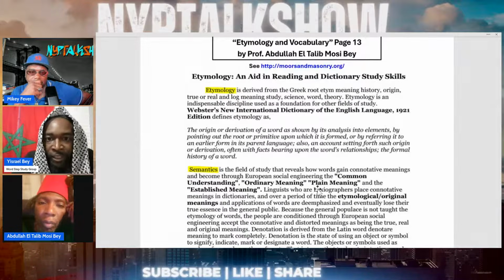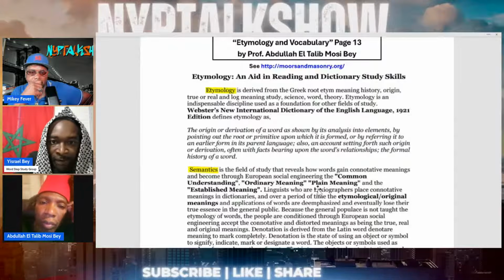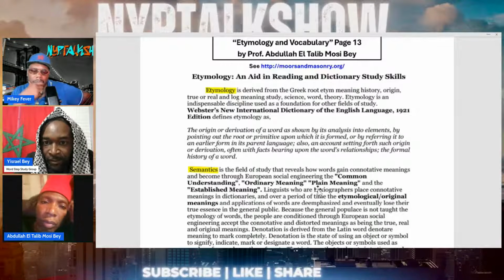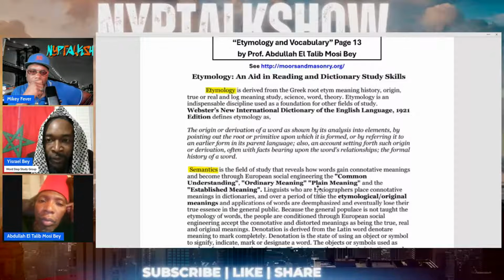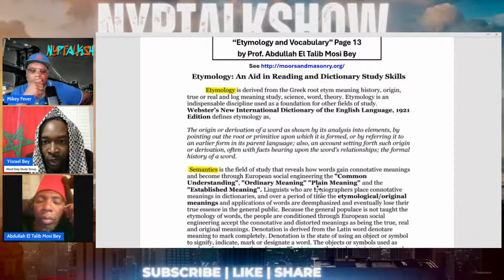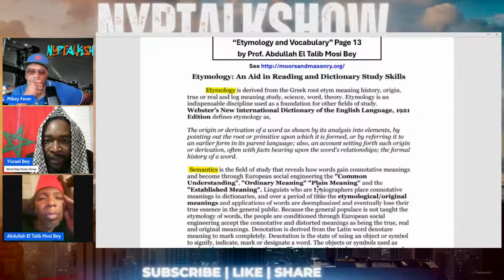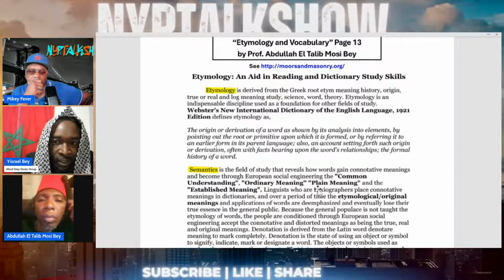Etymology, an aid in reading and dictionary study skills. Etymology is derived from the Greek root etym, meaning history, origin, true or real, and log, meaning study, science, word, theory. Etymology is an indispensable discipline used as a foundation for other fields of study.